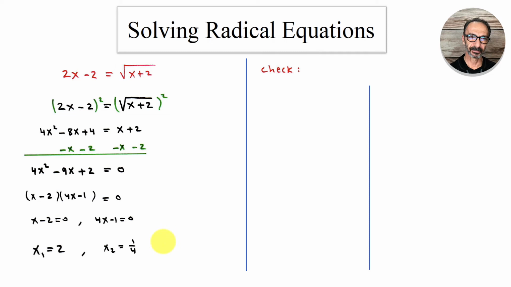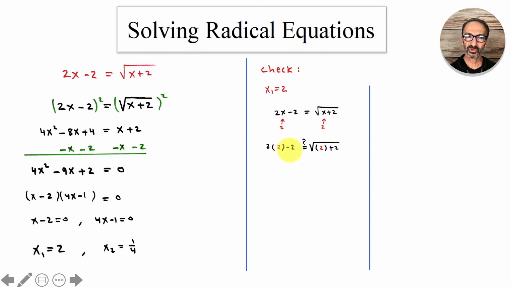We need to double check. Let's check the first one, the 2. Go back to the equation, plug in 2. 2 times 2 minus 2, it's 4 minus 2, which is 2. Square root of 4. 2 equals 2, and we're done.